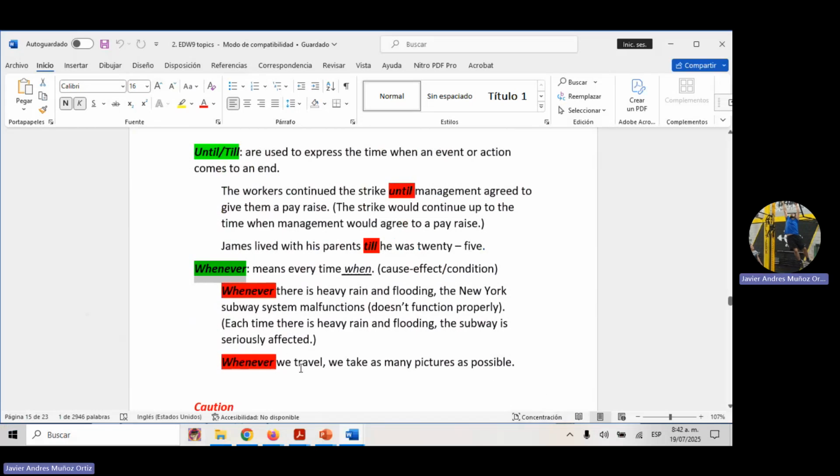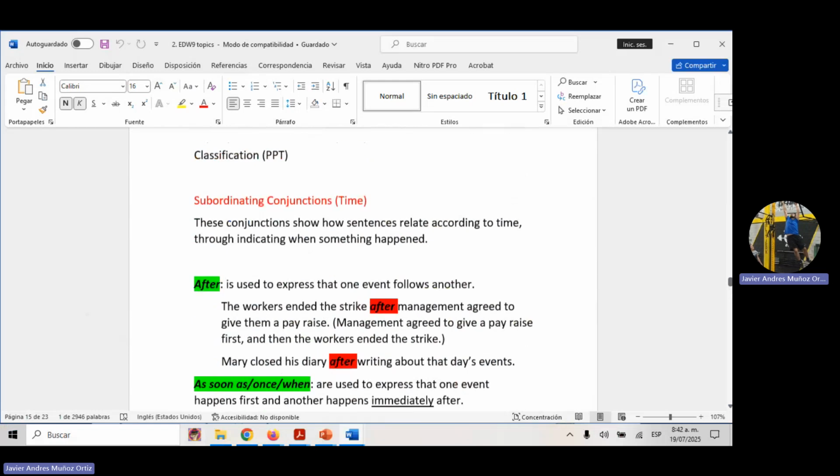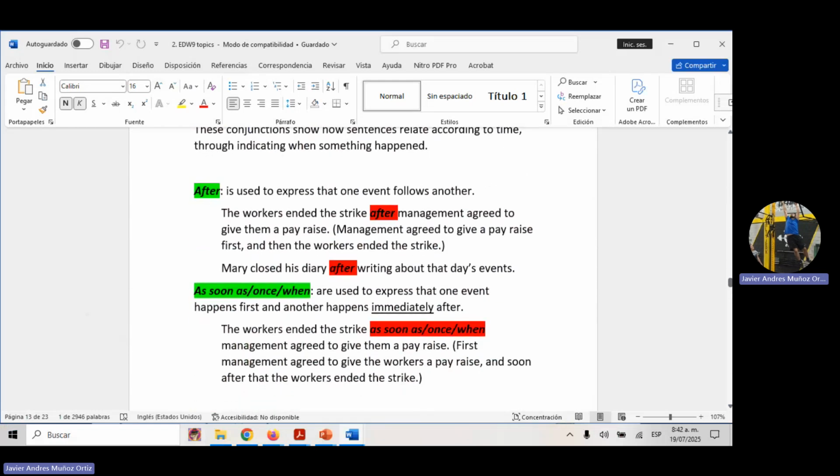Nothing happens, right? But if we do this activity, then we do the other activity too. For example, whenever we travel, we take as many pictures as possible. If we don't travel, we don't take pictures. But if we travel, we take pictures, right? This is a condition, a cause-effect situation. ¿Vale? So these are the conjunctions we take into account to relate a sequence of events, to tell a story, right?